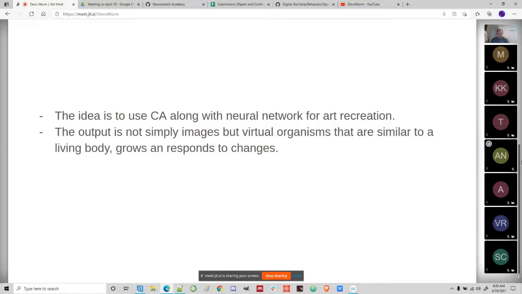The output is not just simple images, but virtual organisms, you can say, that are similar to a living body, and they grow and respond to changes. Like a salamander, right? If we cut it into two halves, it is able to regenerate itself or the parts which it has lost. So how to simulate that regeneration process from real life in virtual reality, that is what we are doing here.